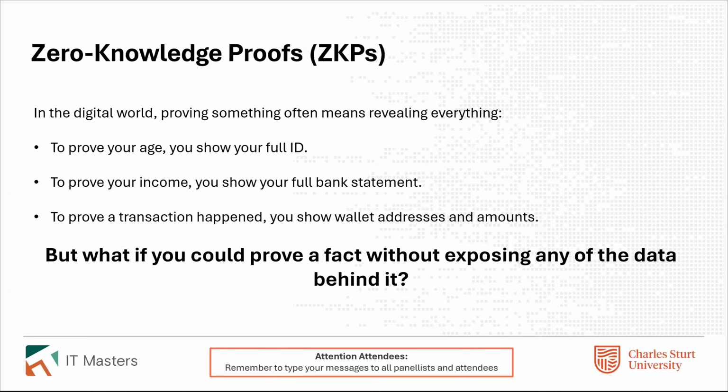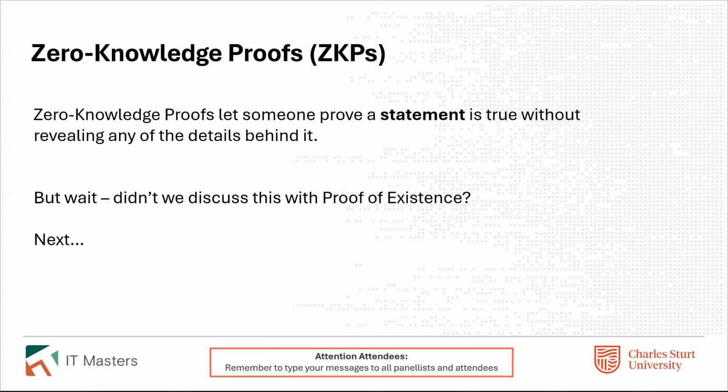So in another example, to prove your income, you have to show a bank statement. To prove a transaction happened, you have to show your wallet or a bank account that I transferred this, I did that. So there's all this personal information that you have to show in order to prove something. But, and I put this in bold, what if you could prove the fact without exposing any of the data behind it? And what I've done here is, zero knowledge proofs let someone prove a statement is true. So I could prove that I'm over 18 without showing an ID.